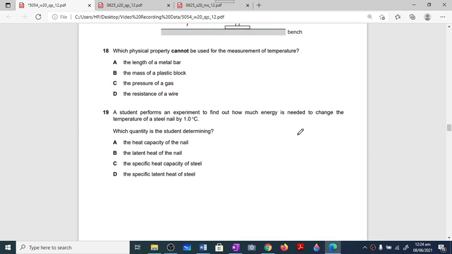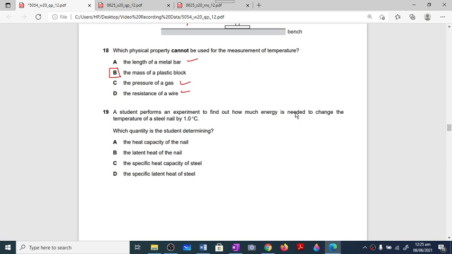Question number 18. Which physical property cannot be used for the measurement of temperature? The length for the mercury thermometer, pressure for the gas thermometer, resistance for the resistance thermometer, but we never ever use the mass in order to measure the temperature.